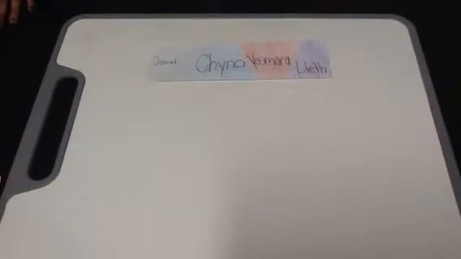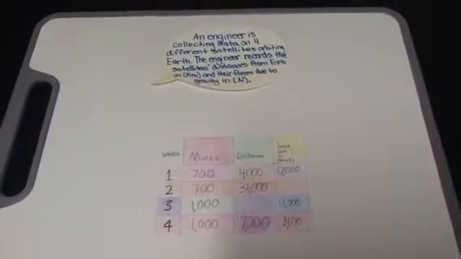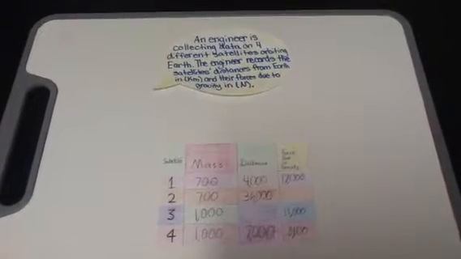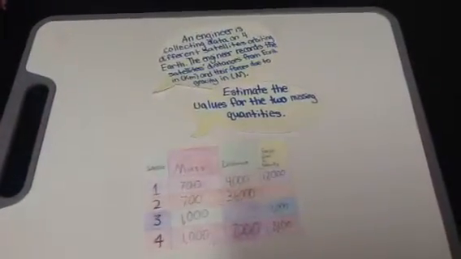Today we are going to talk about gravity. In this question, an engineer is collecting data on 4 different satellites orbiting Earth. The engineer records the satellites' distances from Earth in kilometers and their forces due to gravity in newtons. The question tells us to estimate the values for the 2 missing quantities.